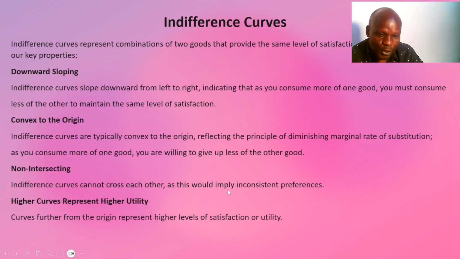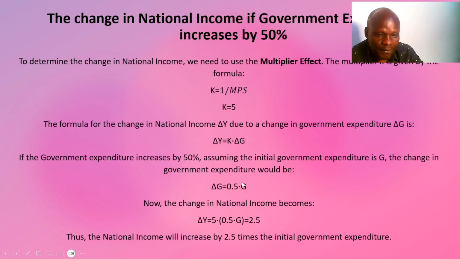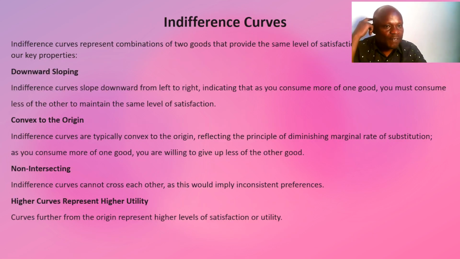So I carry this 0.5 and put it here. I have 5 times 0.5G, and that tells me that the change in national income is 2.5G. What that implies is that national income will increase by 2.5 times the initial government expenditure, and that is the answer. So take your time and look at it. Take a piece of paper and a pen, work through it, see to it that you get this value, and understand its interpretation.